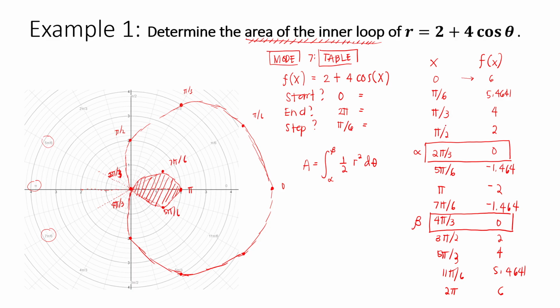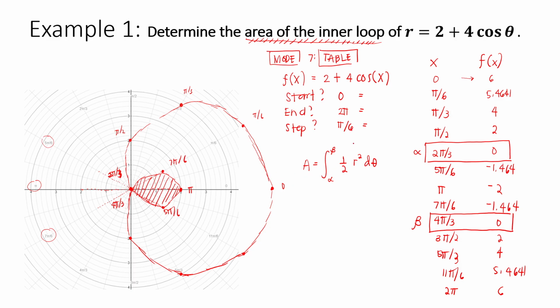So again, you're going to look for the boundaries where your inner loop started and your inner loop ended. So starting from 0, that's the start of the inner loop. Then it passes 5 pi over 6, pi, 7 pi, and then it closes back again on 0 at 4 pi over 3. So from start to end, that's the angular displacement, di ba?